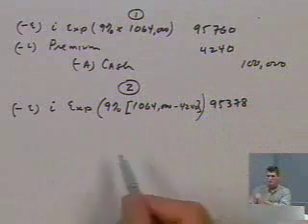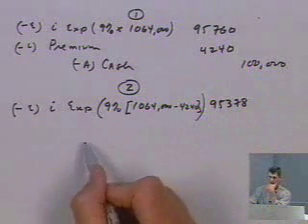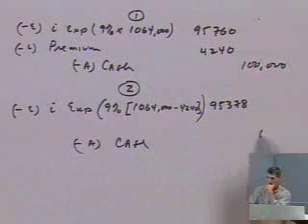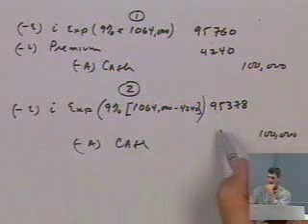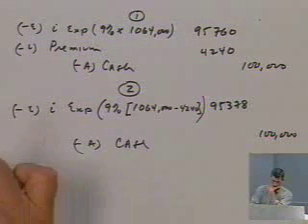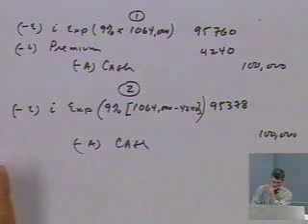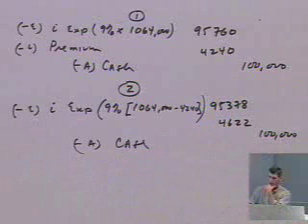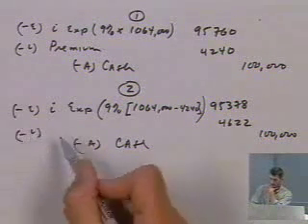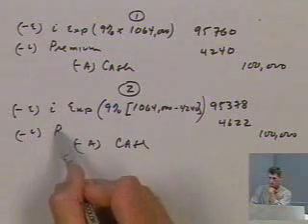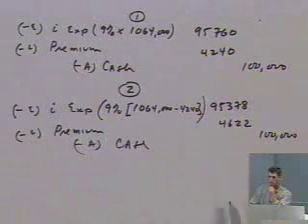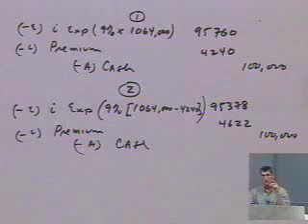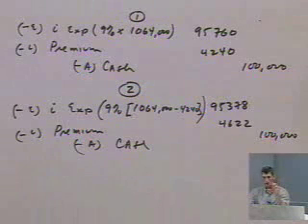95378. And therefore, the amount of cash is going to be the same. Reduce an asset, cash, for 100,000. And then the discount will be the difference, 4622. So that would be a reduction in the liability, debit the liability premium for 4622. So much for this second question on this bond.